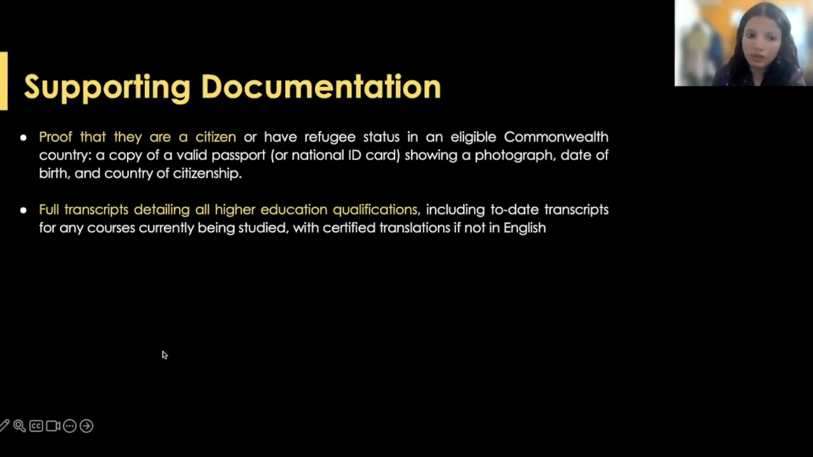Now, the main supporting documentation that is asked in the scholarship application, firstly, is proof of citizenship, which is basically your passport, just to show that you are a citizen or have been granted refugee status in a Commonwealth country. And the second document that is asked is full transcripts detailing all your higher educational qualifications. Now, transcript just means a statement of marks. So all of your statements of marks for all your higher education qualifications until now. And if they are not in English, you have to get a certified translation for it as well.